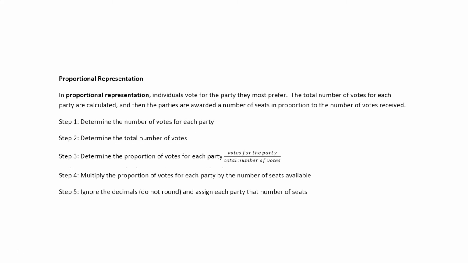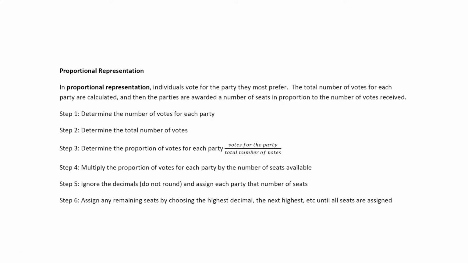Step 5 is to ignore the decimals, so don't round up, and then assign each party that number of seats. Step 6 is then to assign any remaining seats by choosing the highest decimal, the next highest, and so on until all of the seats are assigned.